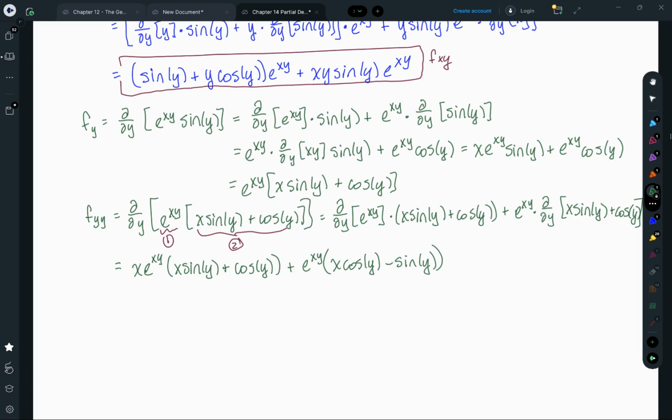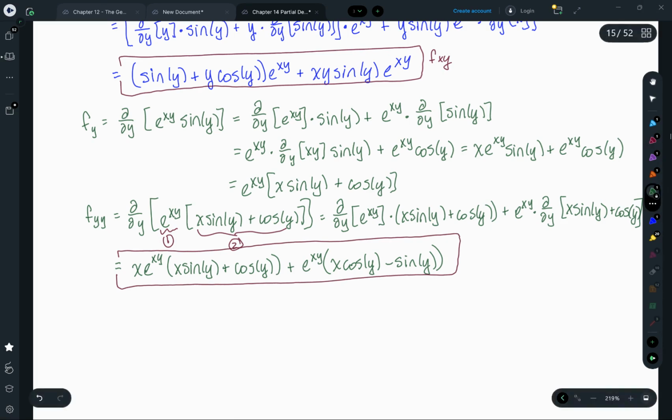And I could distribute some stuff and I could combine some like terms. I'm not particularly interested in doing that. So I'm going to go ahead and leave it as it is. And you can do the same thing as well. So like we did all the hard work, let's go ahead and walk away from that. Call it a day. Last one, f sub yx.